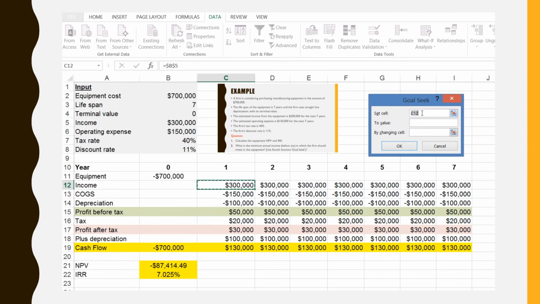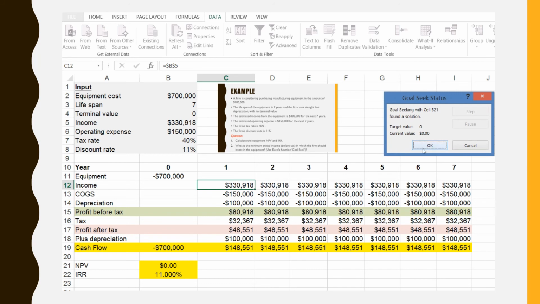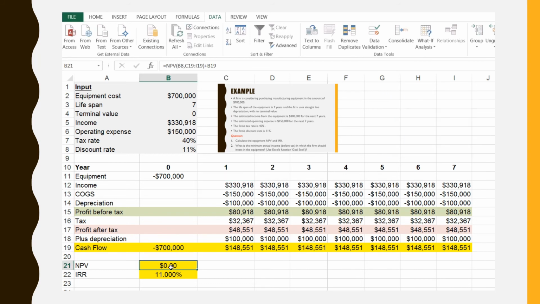Then I would set cell. I'm going to point NPV, to value of 0, by changing the cell of income here. Click OK. And you see the NPV is 0. This means the company needs to have an income of at least $330,918 in order to invest in the equipment.